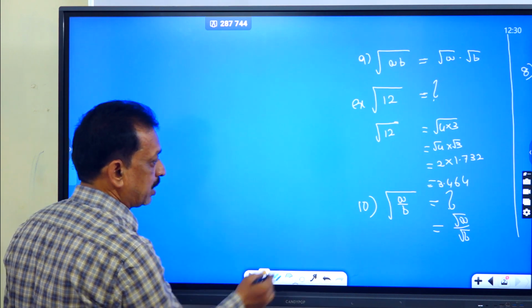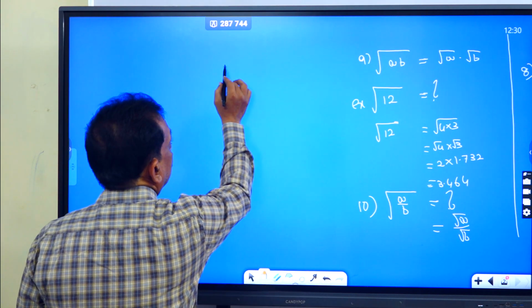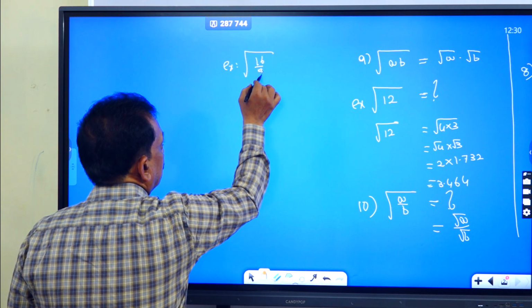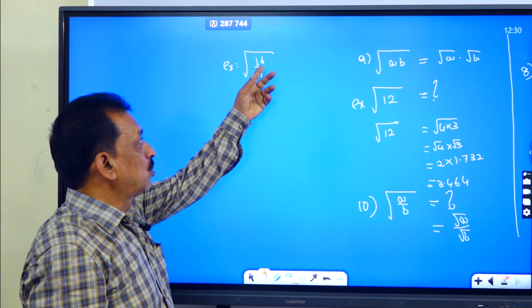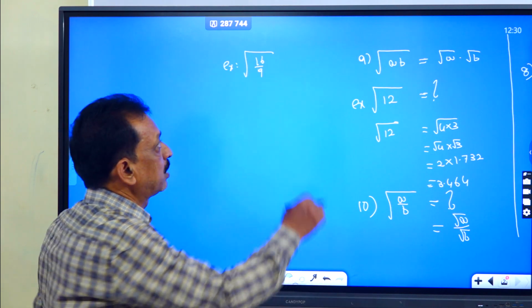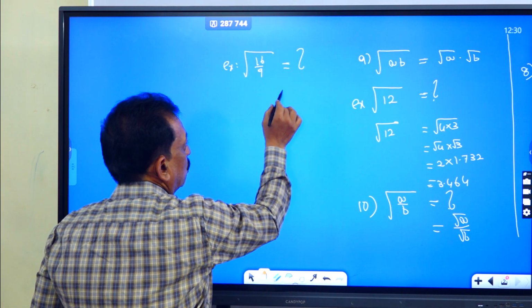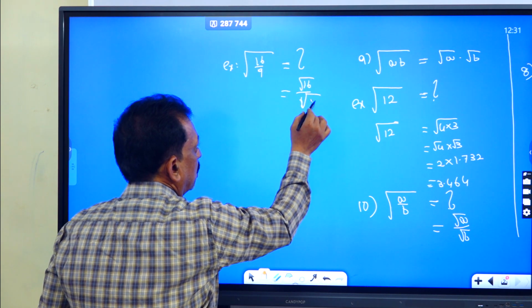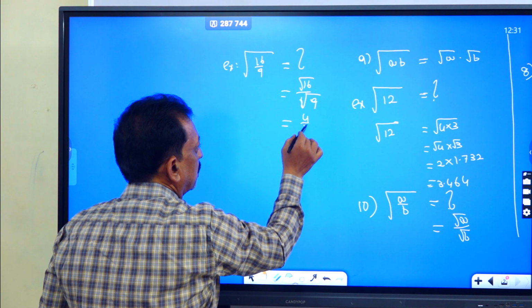Next, to take an example, square root of 16 by 9. I am taking root 16 by 9 to simplify. It is better that a perfect square root is there. That is equal to root 16 by root 9, which is equal to 4 by 3.